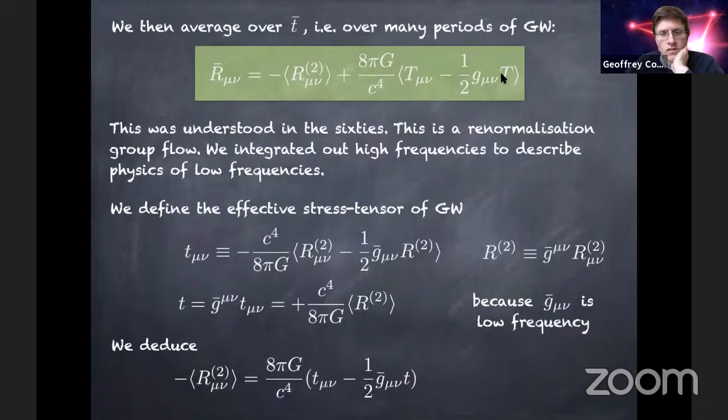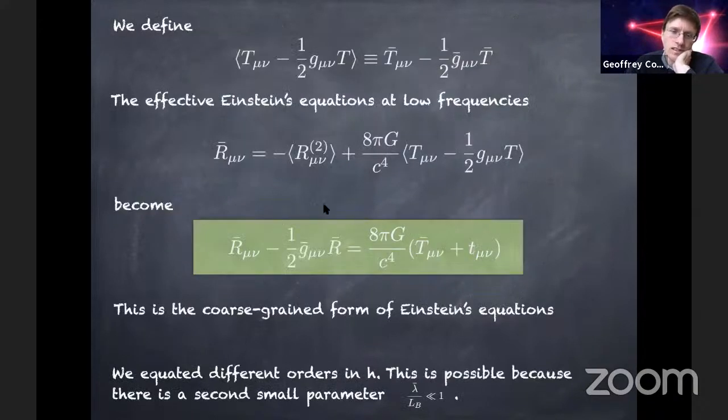Here I wrote it with the T's, with the convention of writing R equals something with the T's. Now I go back to the convention of writing it in terms of R on the left-hand side. I'm skipping one step here, but it's using the trace of the equation minus the trace, and you get the right-hand side, left-hand side here. The main point is that we have the sum of the matter averaged over high frequencies and the stress energy tensor of the gravitational waves, T. So this is a coarse-grained form of Einstein's equation at low frequencies.